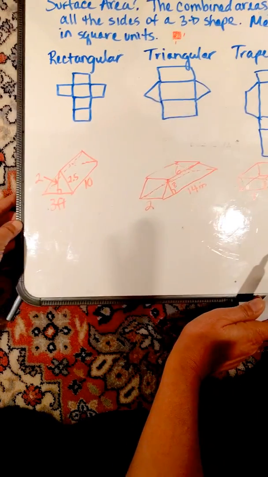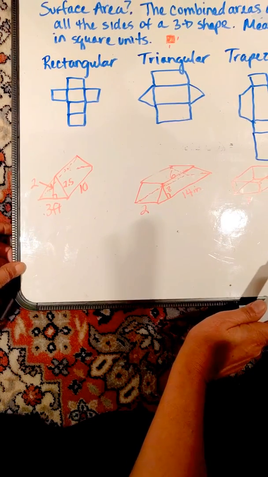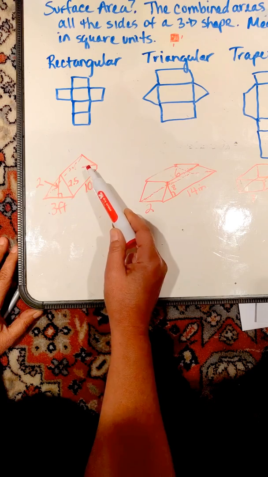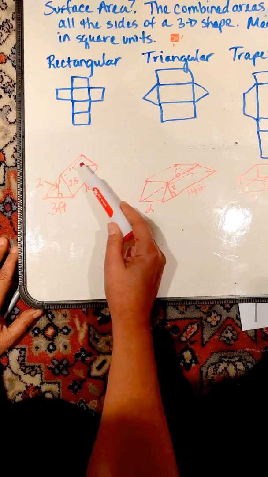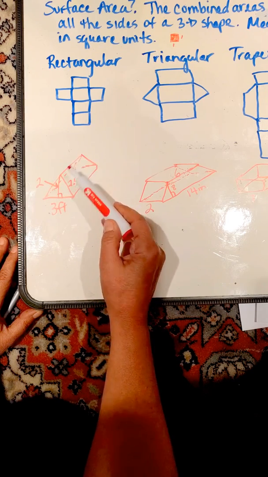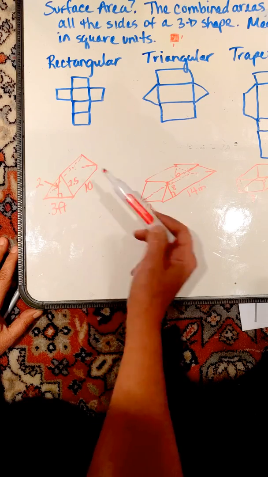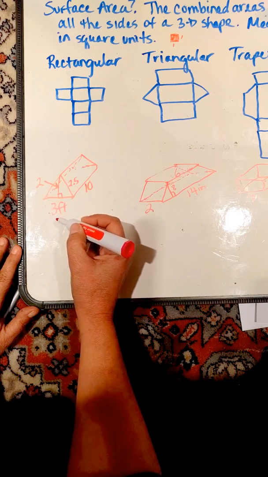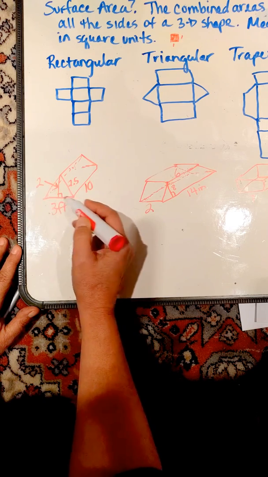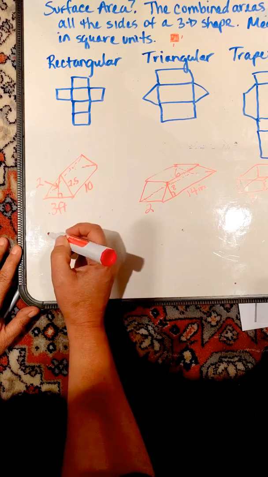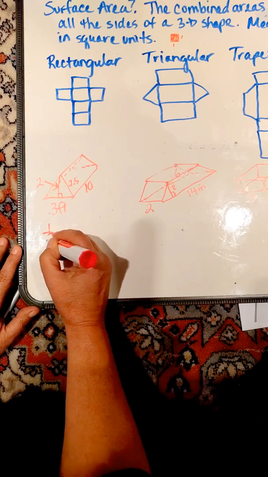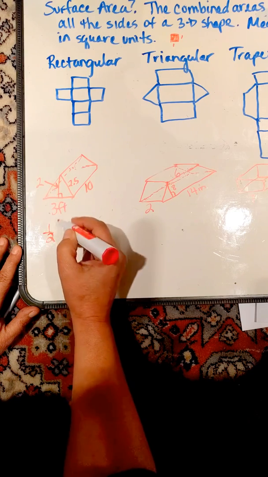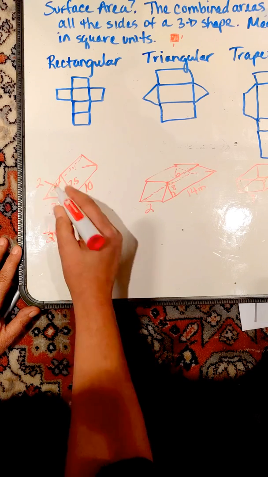So let's take a look at the first example here, where we have kind of like a tent. So we have 2 triangles that we have to find the area of, and then 3 rectangles. So let's start doing that. First, we'll do the triangle. In this case, we have 1/2 base times height, which is, base is 3 and height is 2.